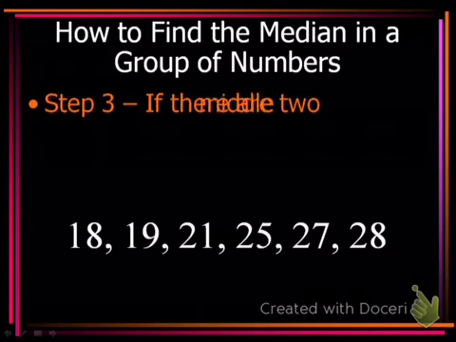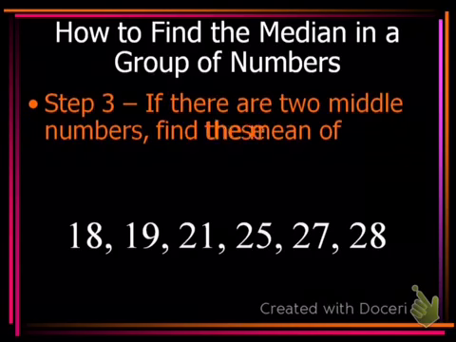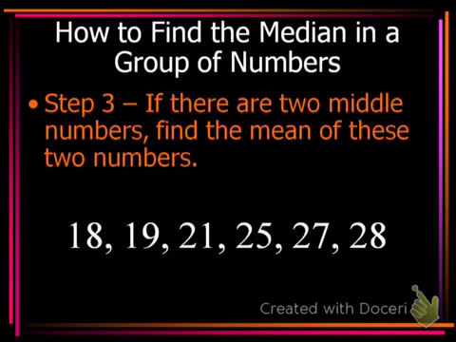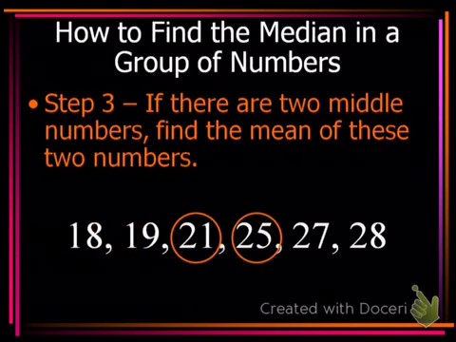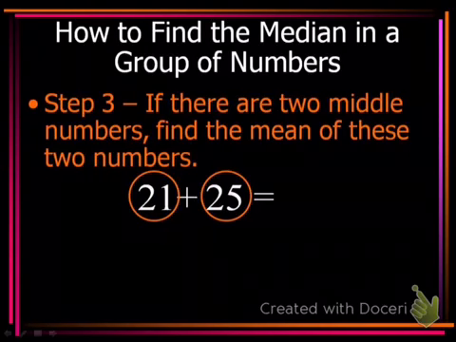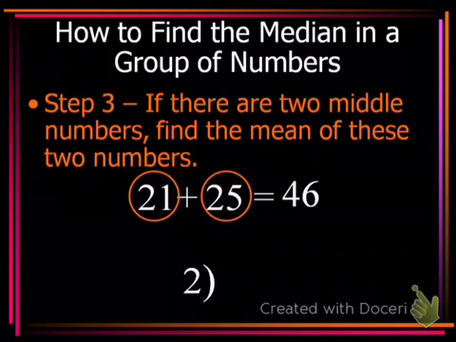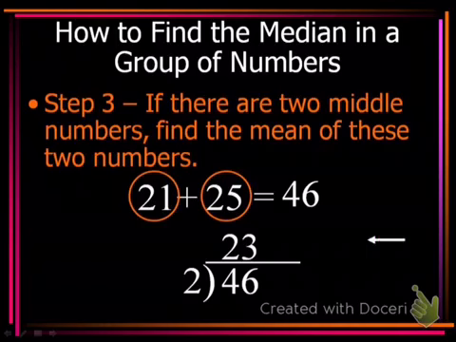Step 3, if there are two numbers in the middle, we have to find the mean of those two numbers. So in this case, 21 and 25 are both in the middle. So we would then add them together, which gets us 46, and divide them by 2 because there's two numbers we're adding together. So our answer would be 23.